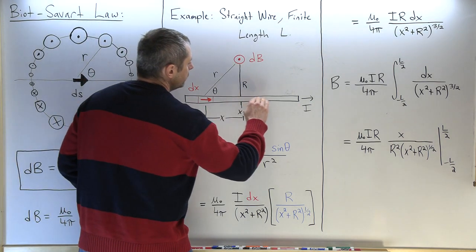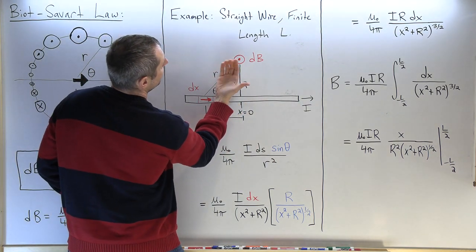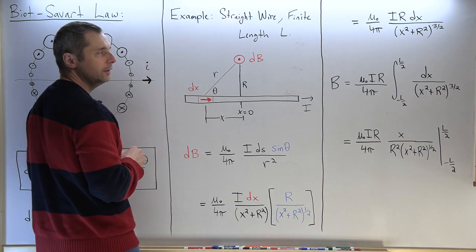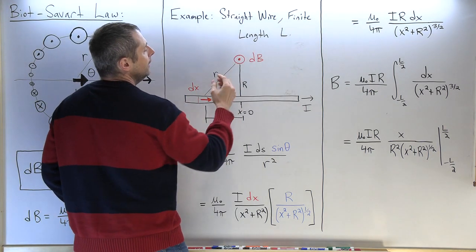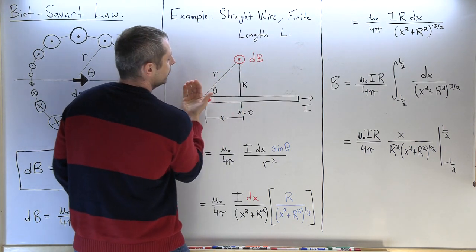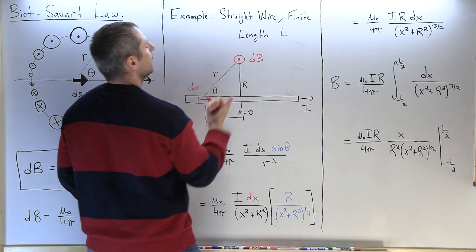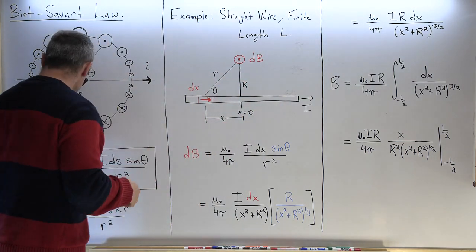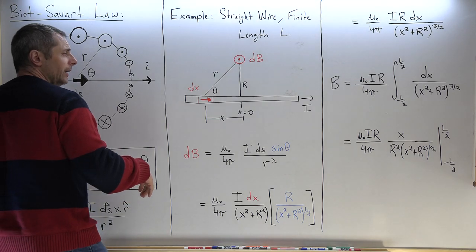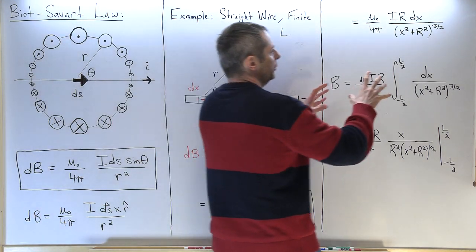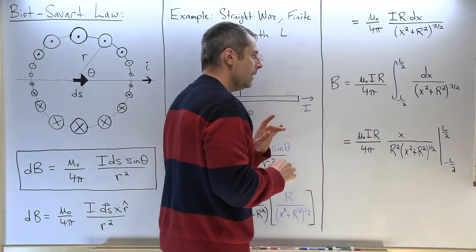Every bit of this wire creates magnetic field coming straight out of the board. So they all align. It's not like they start turning like this as I'm integrating. They're all straight out of the board. And so no need to multiply by another sine or cosine here. We're just integrating this expression.